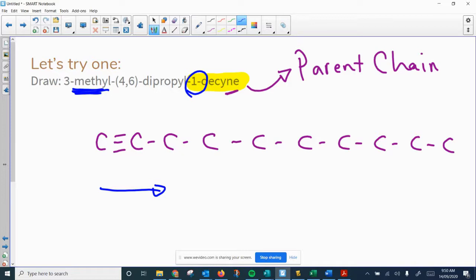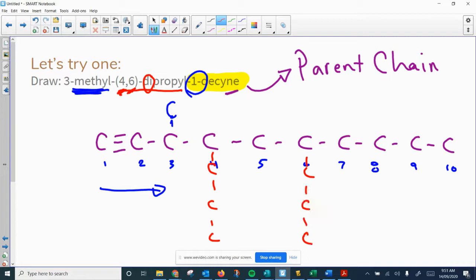So one more time, a functional group like an alkyne, a triple bond, determines the direction of numbering. So that would mean this would be carbons 1, 2, 3. So 3-methyl would be a 1-carbon side chain. 4,6-dipropyl, di means there's going to be 2 propyl groups. The first group is at the position 4, the second group is at position 6. Let's draw them. All right, all that's left now is to fill out our remaining hydrogens.